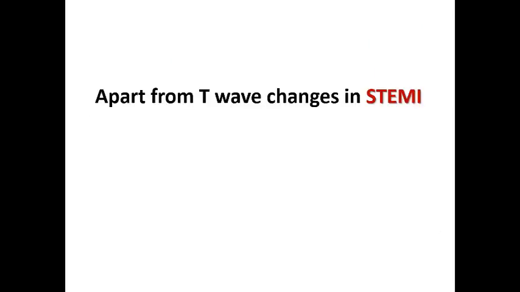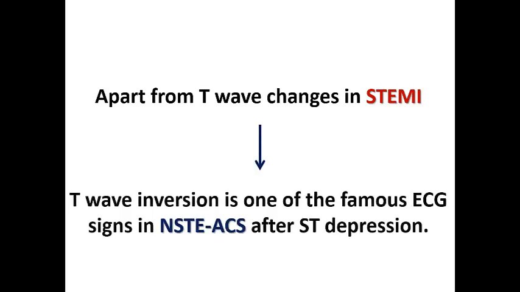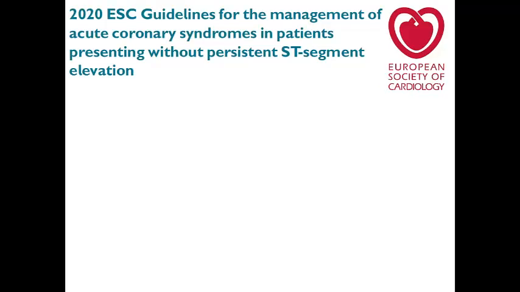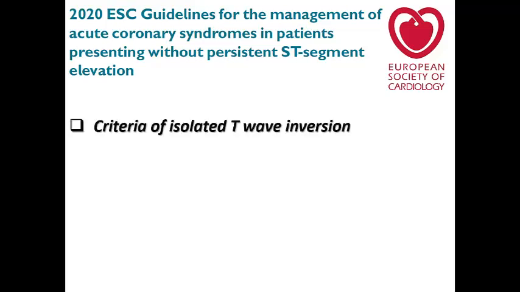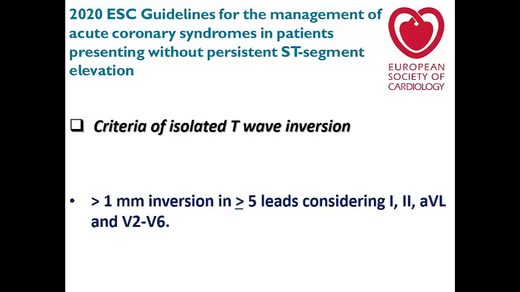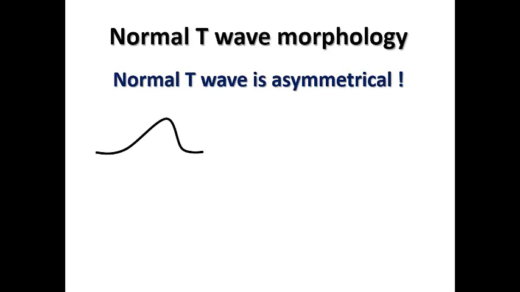So apart from the T wave changes in STEMI, we have a very important disease category that is showing T wave changes, which is the non-ST elevation acute coronary syndrome, showing T wave inversion as one of the most famous ECG signs after ST segment depression, as we mentioned before. We remember before that in the 2020 ESC guidelines for non-ST elevation acute coronary syndrome, they have put criteria for isolated T wave inversion: more than 1 mm inversion in 5 or more leads, considering leads 1, 2, AVL, and from V2 to V6. And of course, as we mentioned before, the normal T wave is asymmetrical, as we mentioned in the normal T wave rules.